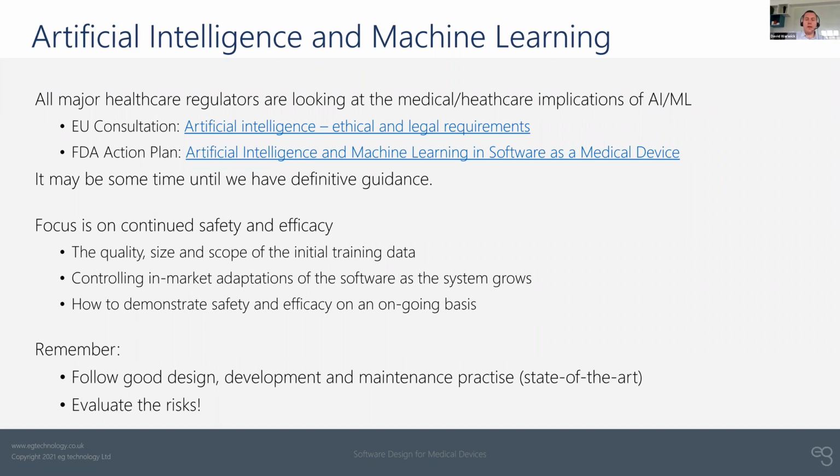The concern is not really at the front end of a development and the initial performance of your algorithms. Those can be relatively well proven. It's what happens when it's out there in the wild, as it grows, as it's updated, in this case, as it's adapting itself. How do you ensure that it continues to be safe and effective? And most of the consultation is looking at means by which it can be monitored.